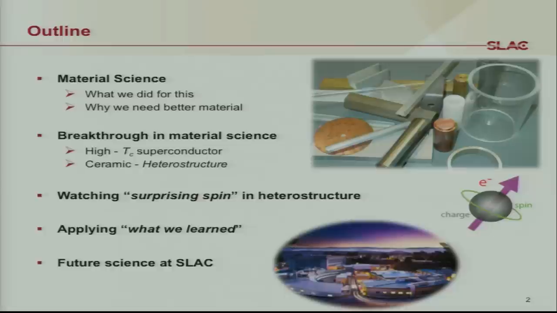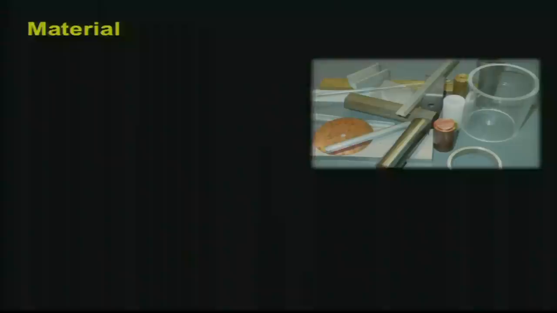The other one is the heterostructure composed of ceramics. And also, I will show the surprising spin, what is surprising spin, in the heterostructure. And then eventually in the summary, through this kind of research, what can we learn? What can you do in the future? So finally, I will slightly touch on how this research can impact SLAC science, and also how we can work together at SLAC. Okay, here's material.